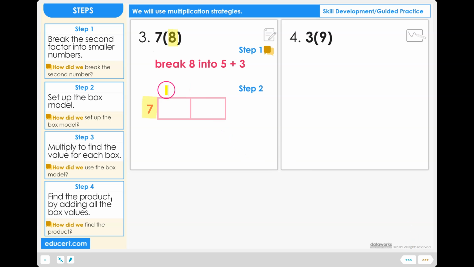The values that will go on the top of both of the boxes are the two values that we said we're going to break 8 into, and I chose 5 plus 3. So here's your 8, but we're going to split 8 into 5 and 3. How did we set up the box model? Think of the explanation. I'll give you a moment.